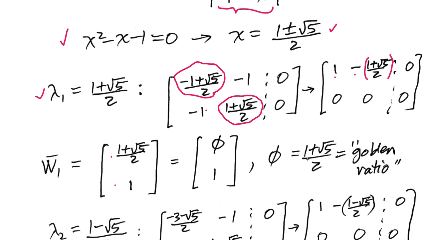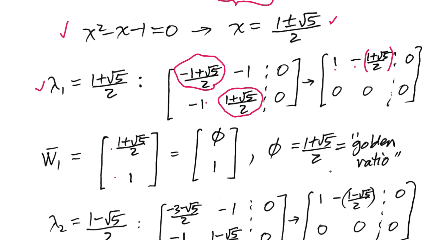This value, 1 plus the square root of 5 over 2, is sometimes given this designation, phi. Okay, that's the Greek letter phi. It's sometimes called the golden ratio. Okay, the golden ratio, phi: 1 plus the square root of 5 over 2. So I'm going to write it this way. I'm going to go phi, 1.